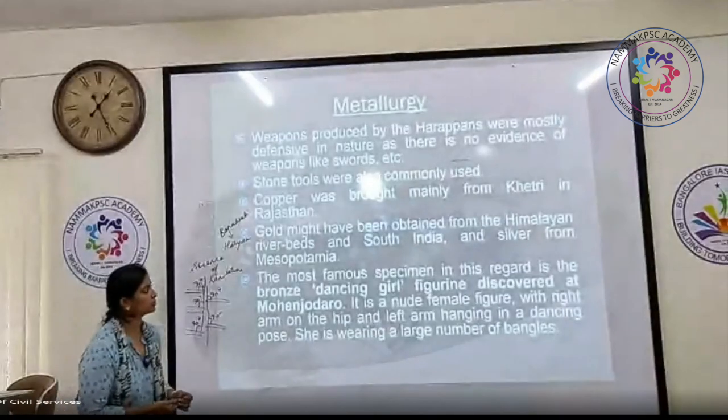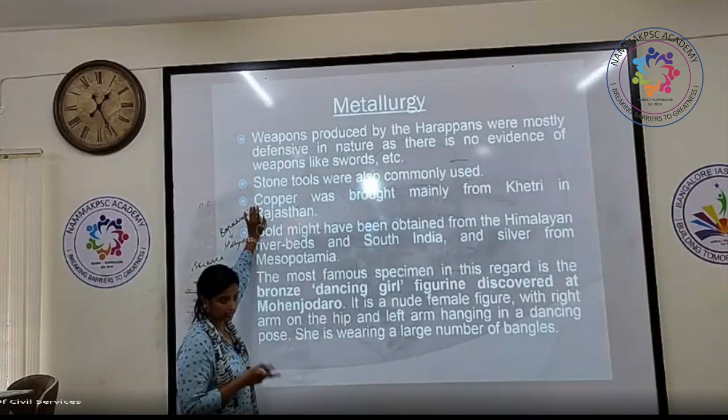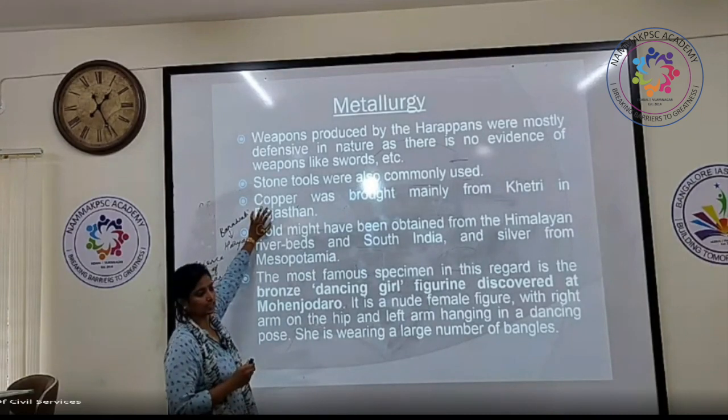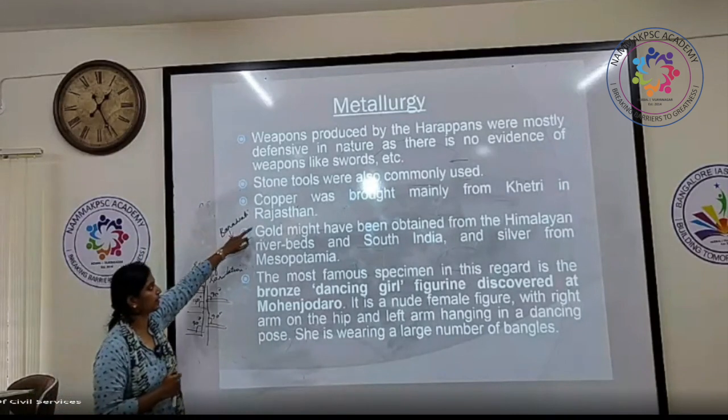And then stone tools were also found. And where did they extract the copper from? Khetri Mines in Rajasthan. This is one point that you will write down. Copper was excavated, or say drawn, from the Khetri Mines of Rajasthan.